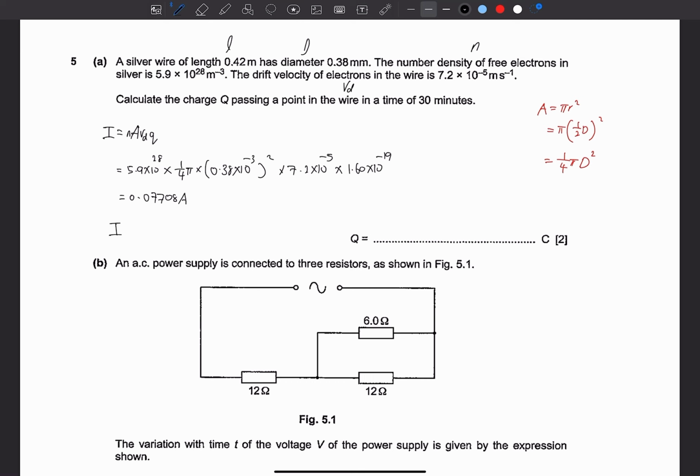Right, so we found our current, but the question wants us to find charge. So we use this formula, I equals Q over t. Q equals I t, which is 0.007708 multiplied by time. The time is given to be 30 minutes. So we'll multiply it by 30 times 60, because in every minute there's 60 seconds. Right? We will get to a value of 139 coulombs. As always, 2SF.